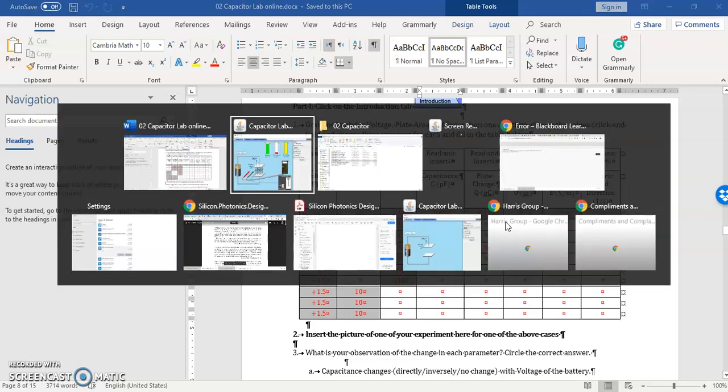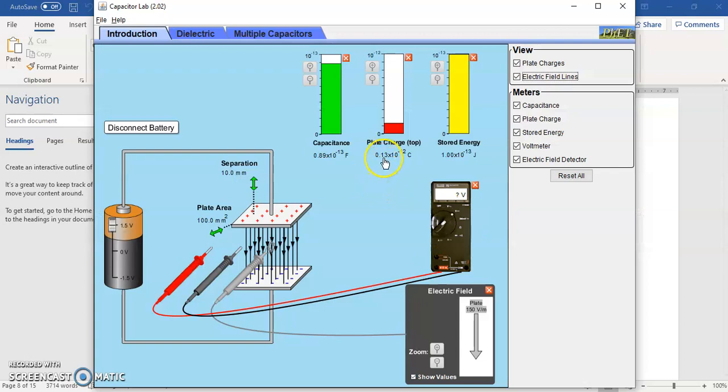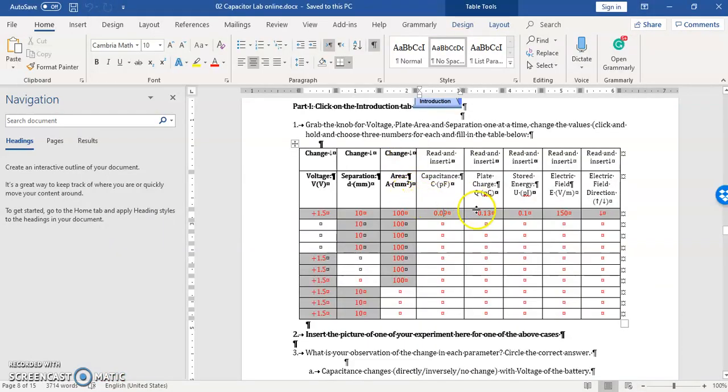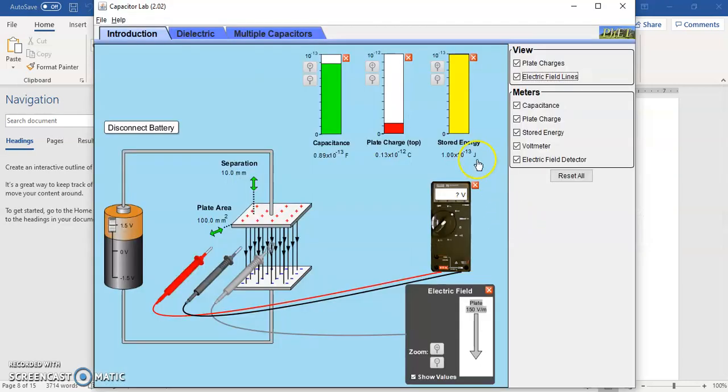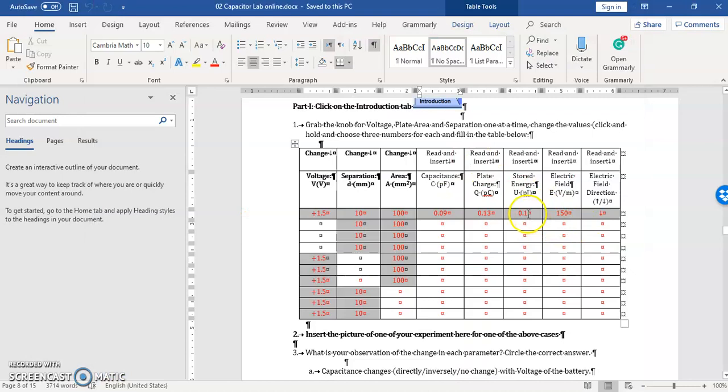And then the charge, how much is the charge? It is 0.13 × 10^-12, which is 0.13 picocoulomb. Pico, yes, coulomb, the charge. And then the stored energy is 1 × 10^-13, which is basically 0.1 × 10^-12. Then it is also in picojoules.